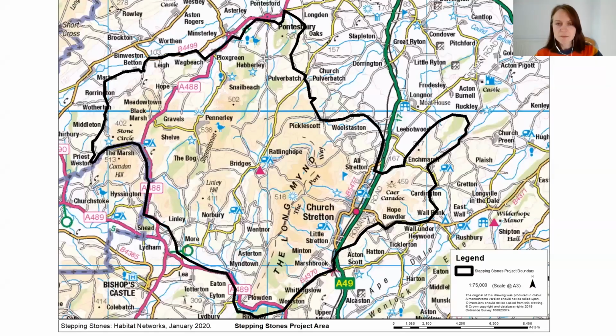So just a quick reminder of the Stepping Stones project area. It's about 200 square kilometres within the Shropshire Hills area of outstanding natural beauty. And really it roughly stretches from Pontesbury and Pontesbury Hill up in the north, in the east over to the Stretton Hills, down to the bottom of the Long Mynd in the south, and then following the Welsh border in the west, skirting Corndon Hill.